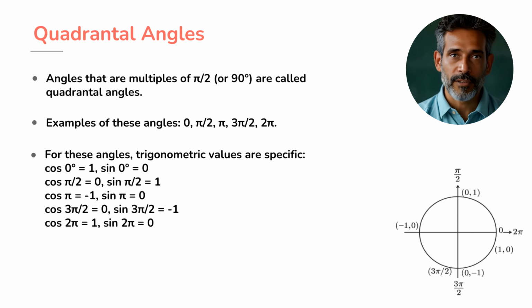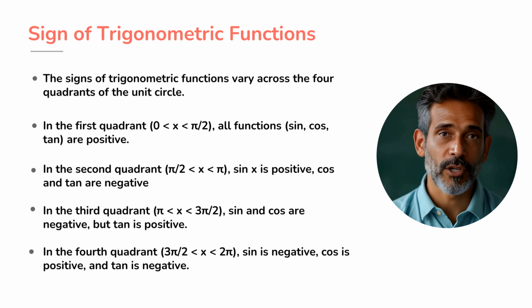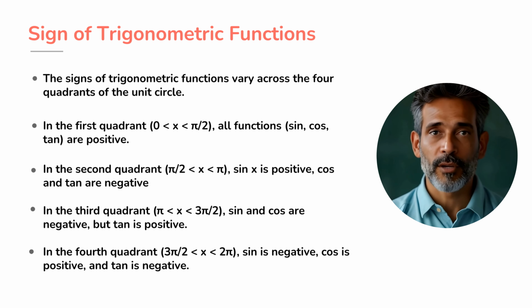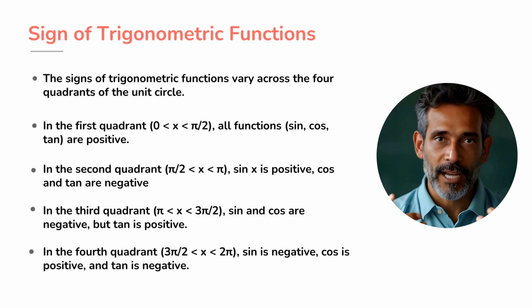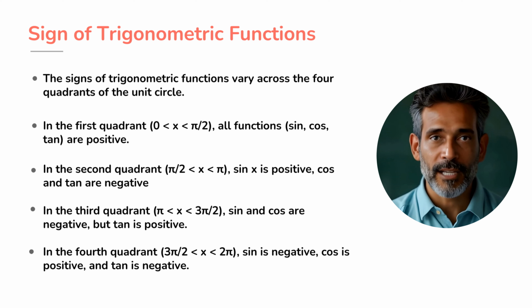These values are very important when working with trigonometric functions. Quadrantal angles form the foundation of many trigonometric calculations. They help us understand how sine and cosine functions behave at key points on the unit circle. As we move along the unit circle, the signs of trigonometric functions like sine, cosine, and tangent change depending on which quadrant the angle lies in.